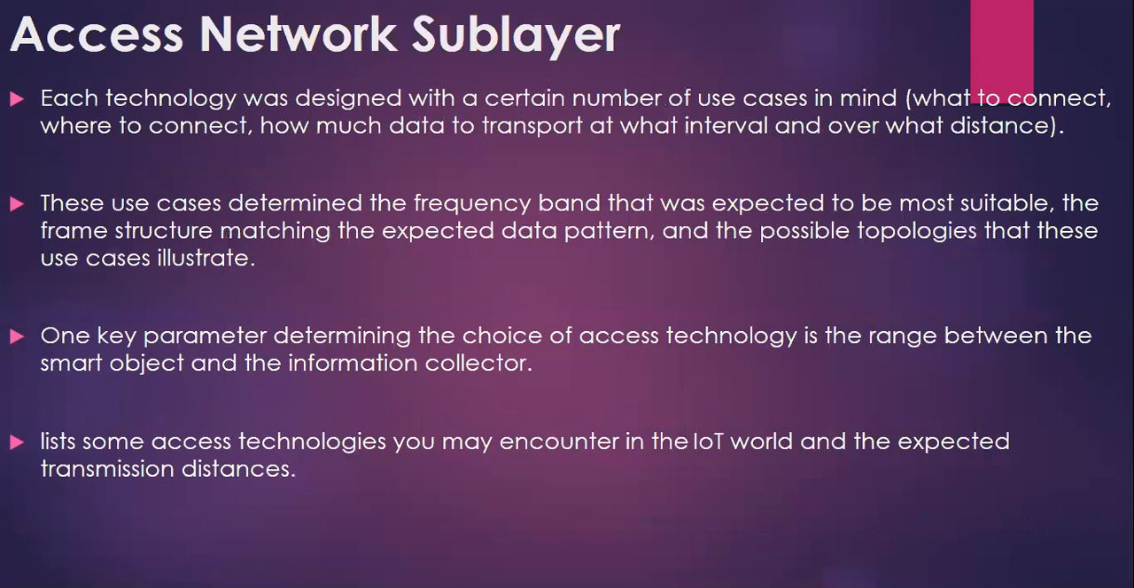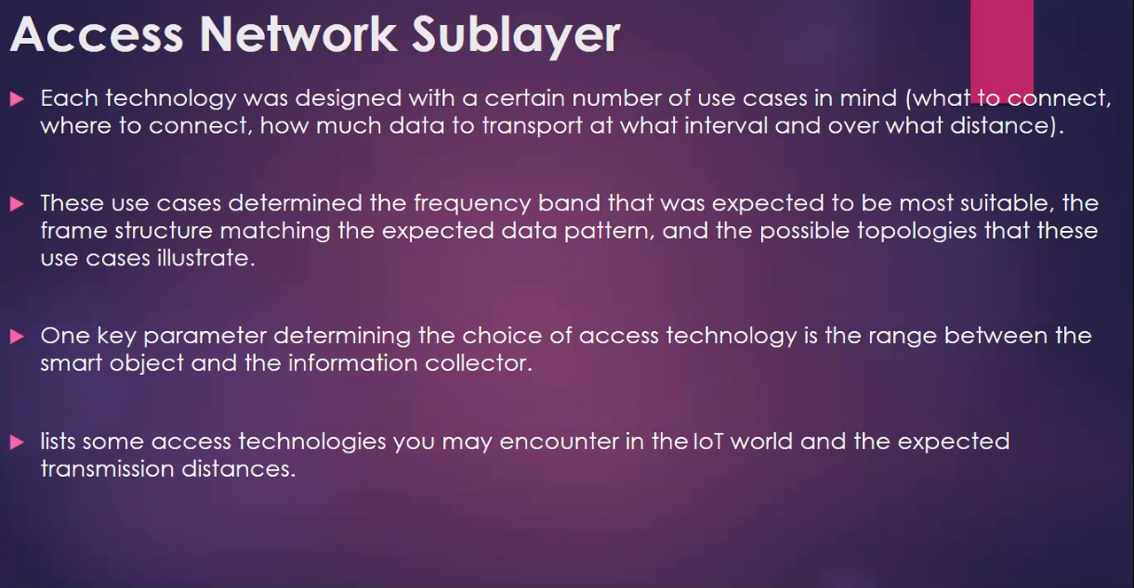Then we'll go to the first sublayer, that is the access network sublayer. This is what we call the last mile. We have a sensor and an access network sublayer, which means the network between the gateway and the IoT devices. We are discussing the network between the gateway and the sensor, and that we call the access network sublayer.